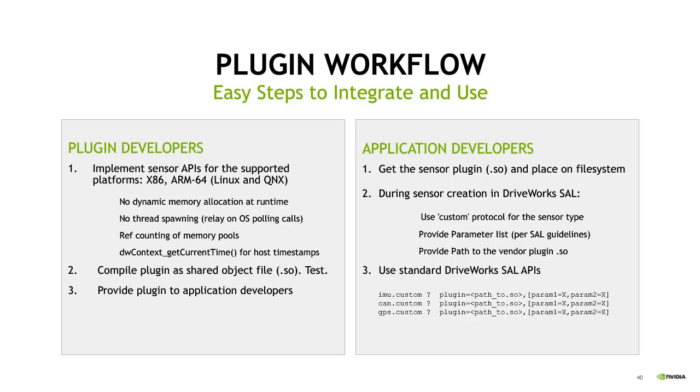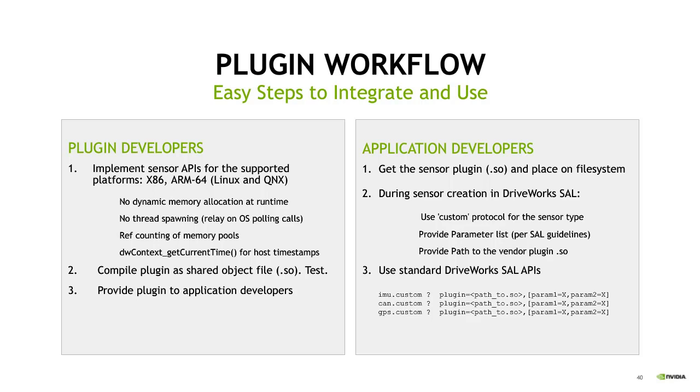As an application developer, once you receive the SO file, to create a custom sensor in the SAL layer, you specify the sensor as a custom protocol, and then you provide all the parameters along with the SO file that you just compiled. At this point, you will be able to ingest the data. You can see a few examples here of IMU, CAN, and GPS as to how you can specify the custom sensor type.